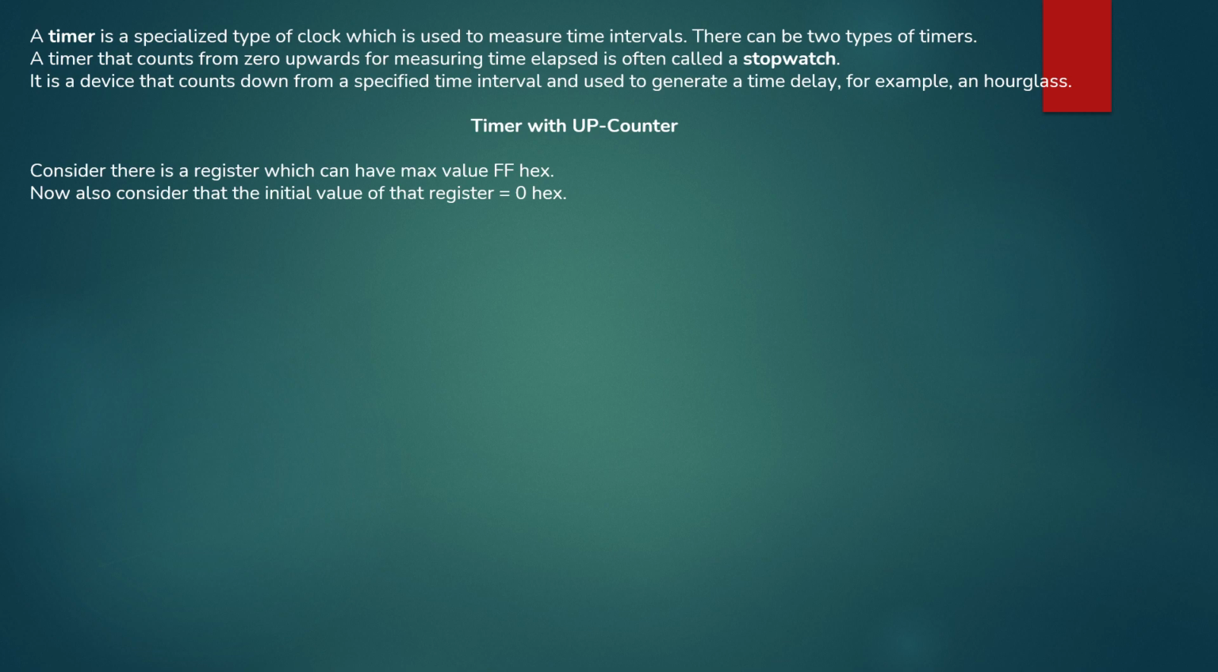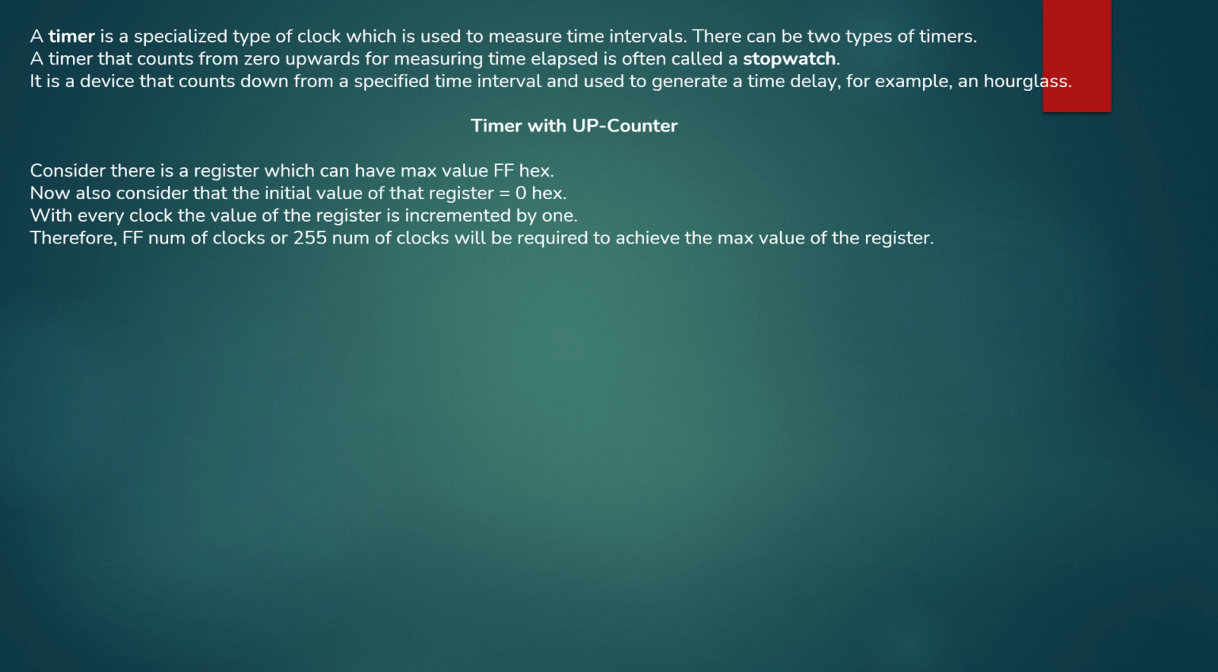Now we are applying the clock to this register. So how many clocks will be required to reach 255 from 0 to FFX? That is FF minus 0, that is 255 clocks. So with 255 clocks, we will be reaching the maximum value, that is FFX. Now reaching the max value will not cause the interrupt.